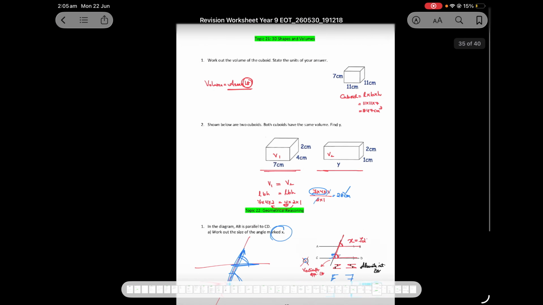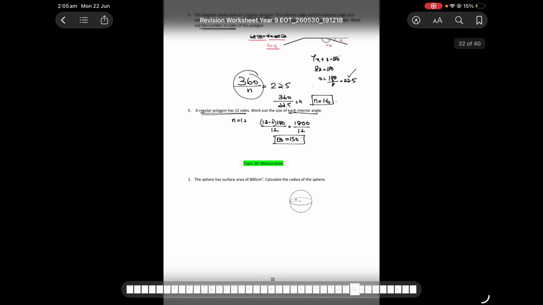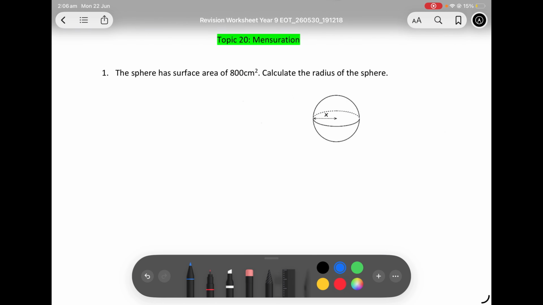Now, the mensuration part, I do not know why they have given it to you, but they have given it to you. So let's quickly do it. So let's continue over here. The question given is, the sphere has a surface area of 800 centimeters squared, calculate the radius.